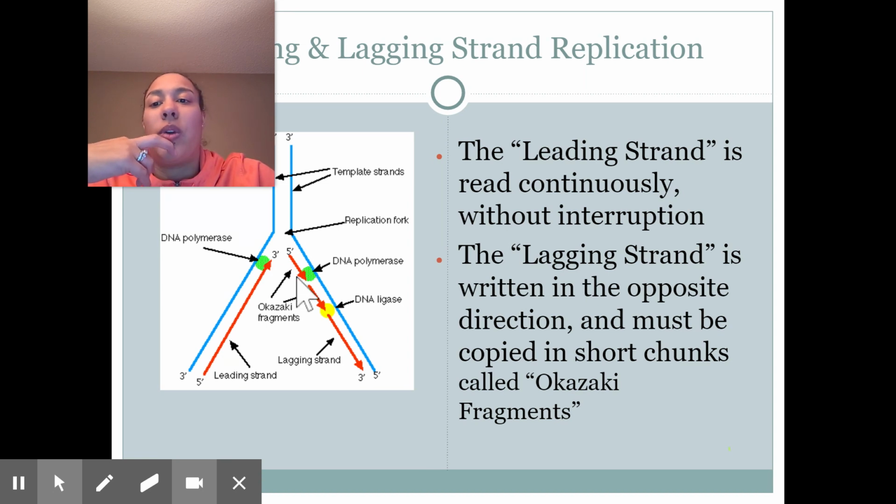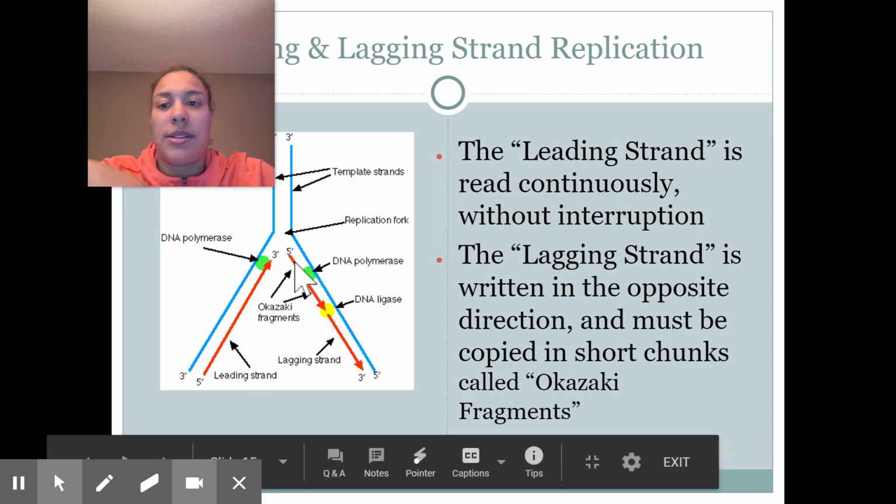Those little chunks of DNA that are made on the lagging strand as the replication fork opens up are called Okazaki fragments.